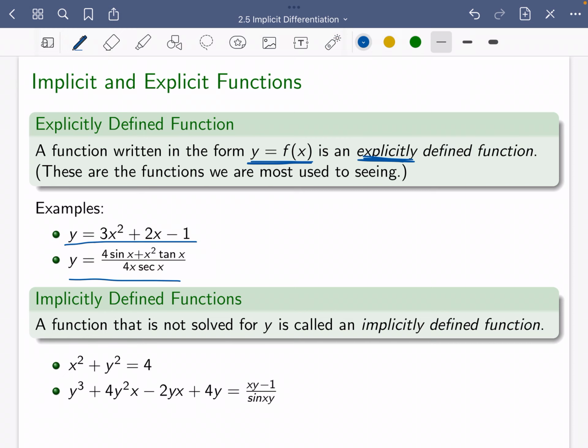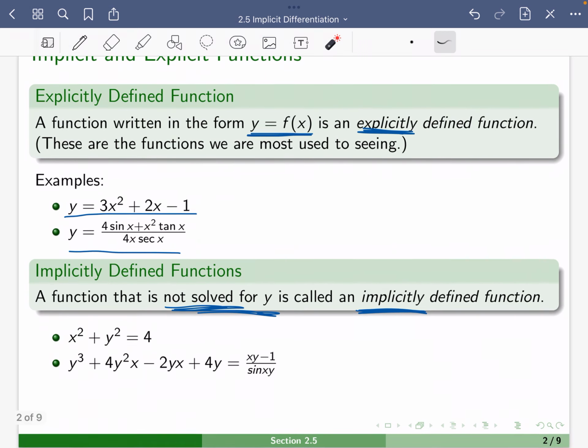A function that is not solved for y is an implicitly defined function. So if we have something like x squared plus y squared equals 4, there's this relationship between x and y. We haven't explicitly written down what y is in terms of x. But indirectly, we have said that y has this relationship to x. So implicitly, y is a function of x.